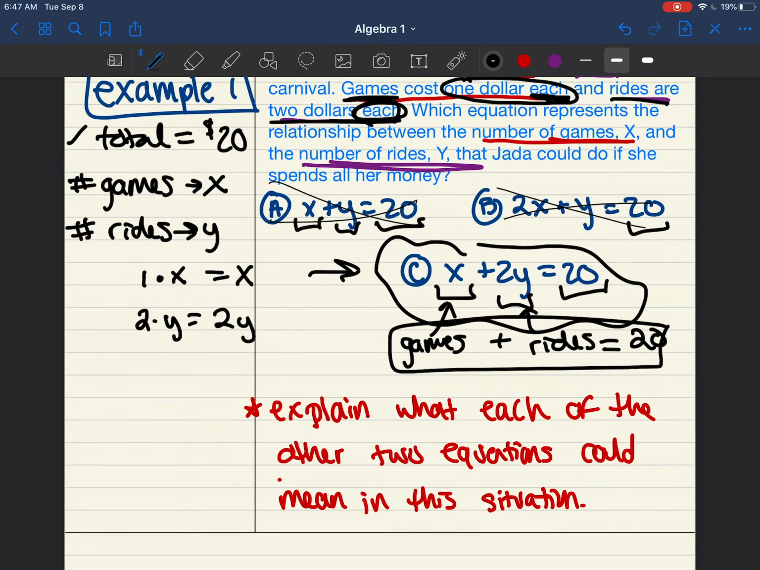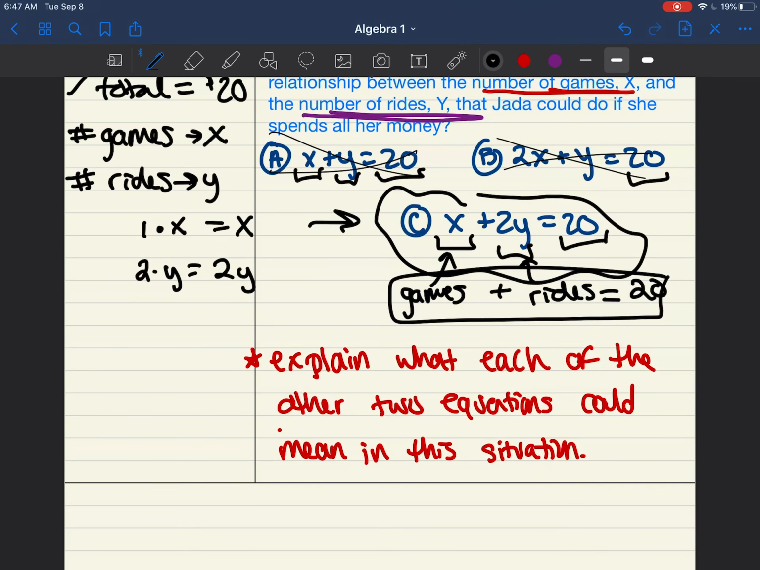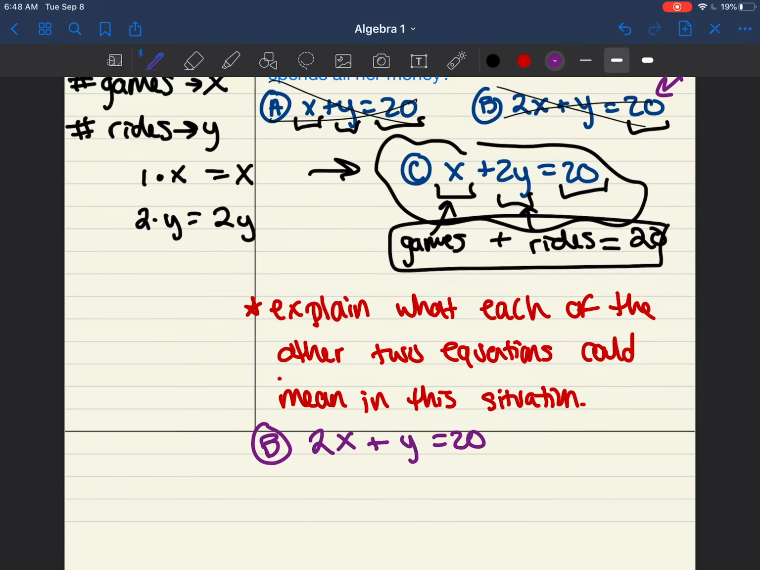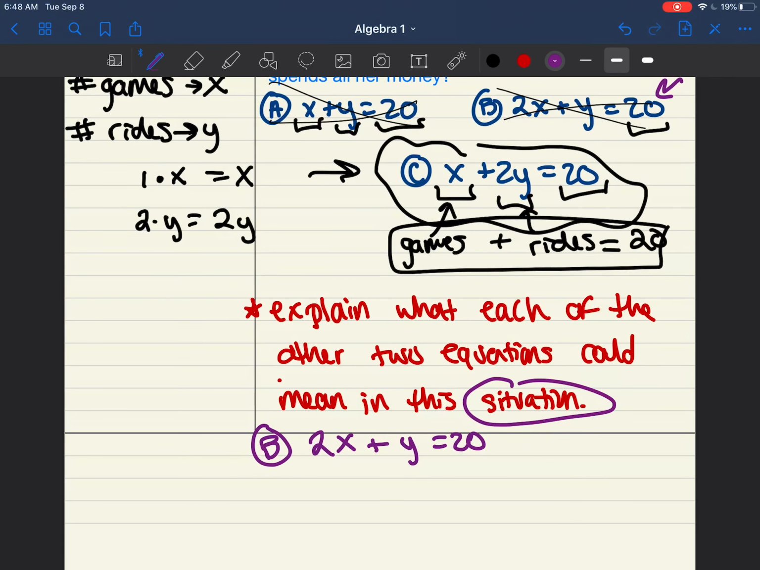So then it says, explain what each of the other two equations could mean in this situation. So let's take option B, this one: 2x plus y equals 20. So if we're still keeping the situation, that means x is the number of games, y is the number of rides.